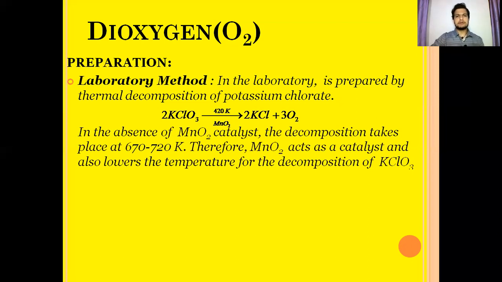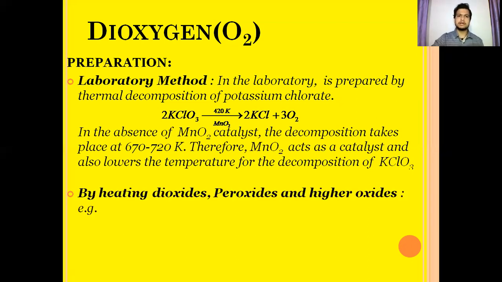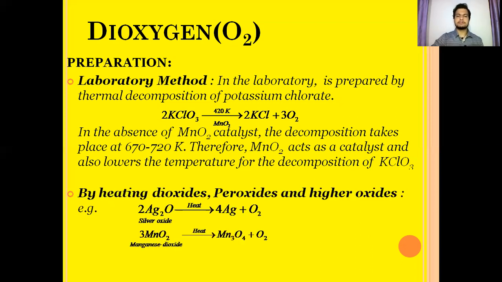Dioxygen can be prepared in various other ways also, like by heating dioxides, peroxides or some higher oxides, like silver oxide. If you heat it, it will give you silver and oxygen very easily. Manganese dioxide will give you trimanganese tetraoxide, Mn3O4, and oxygen. You can take barium peroxide, heat it, and it will give you barium oxide and oxygen. So these are the various ways you can get oxygen from different oxides, peroxides or higher oxides. These are the two main preparations of oxygen.